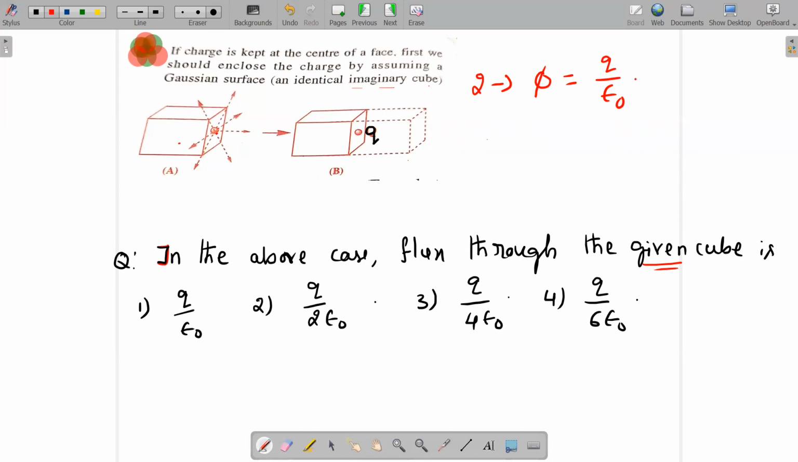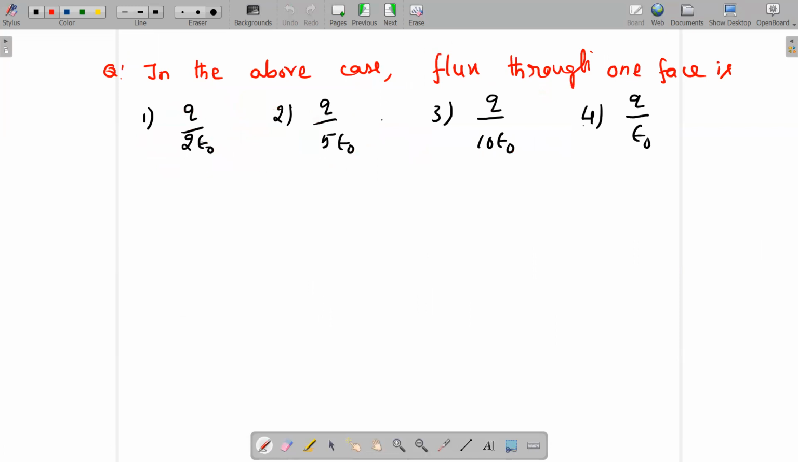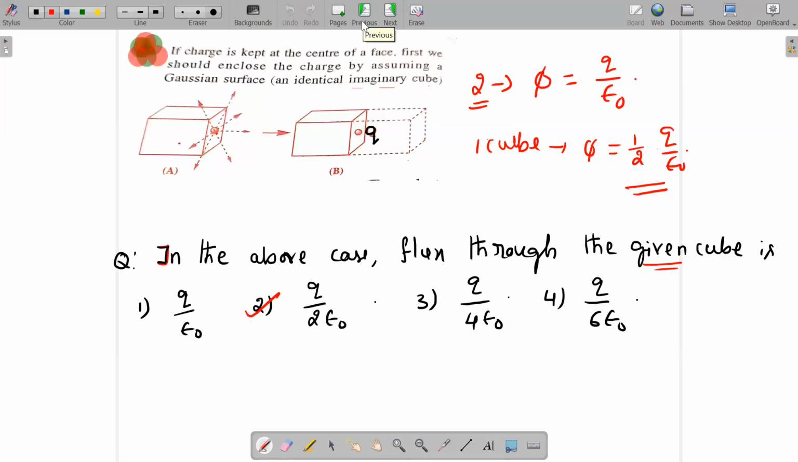This is 2 cubes. Through 1 cube, phi is equal to half of Q by epsilon naught, or Q by 2 epsilon naught. So your correct option should be this. Q by 2 epsilon naught is the flux through the given cube. I hope you have understood this. Next question, let us see. Guys, try to copy it down and practice yourself. You can pause the screen and practice it.